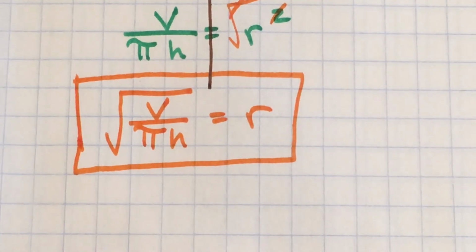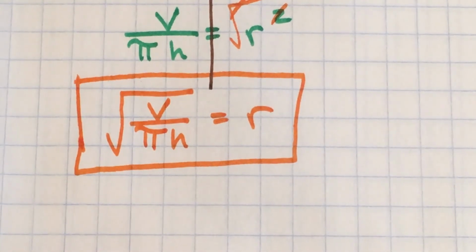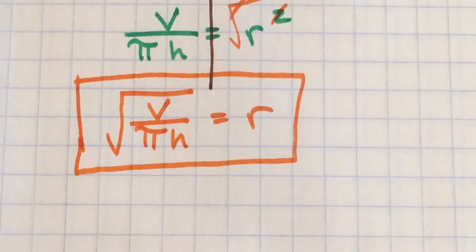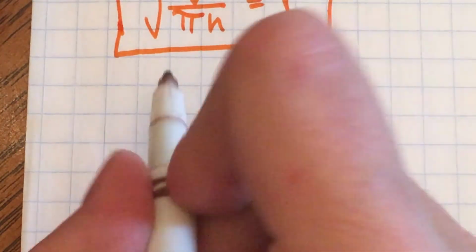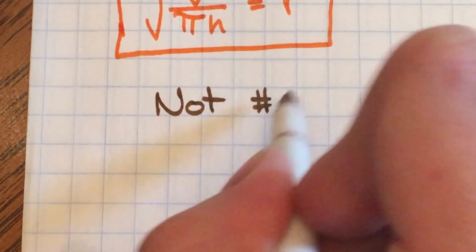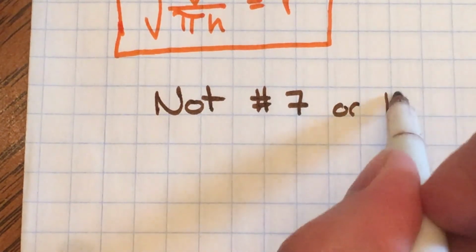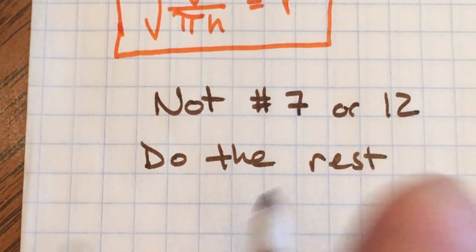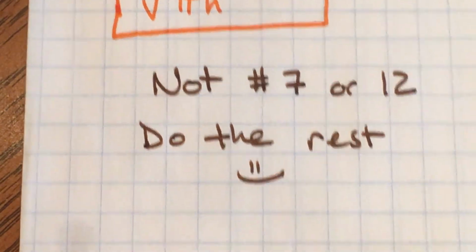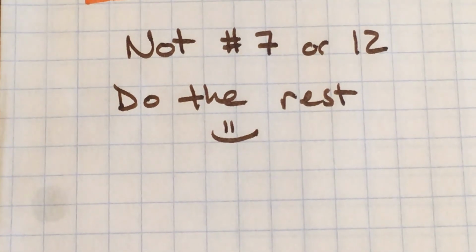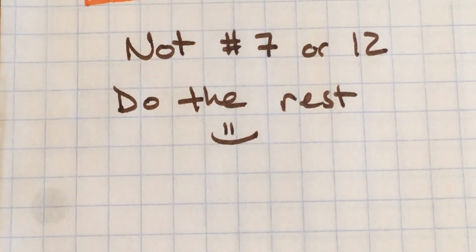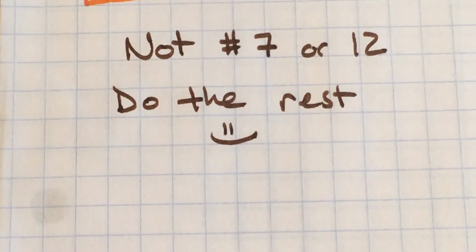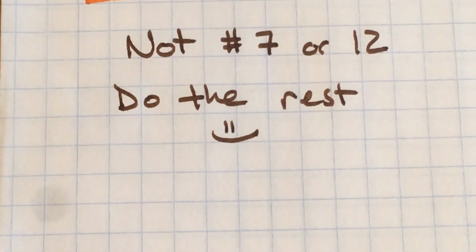Okay, your job is to complete the rest of this handout. The only ones you don't have to do are number 7 and number 12. Not number 7 or 12. Do the rest. And if you're stuck, come and ask me. For each one that I'm asking you to do, I already did some just like it in the ones that we worked out together. So if you need a little bit of help, I'll try to point you in the right direction. Have a great day.